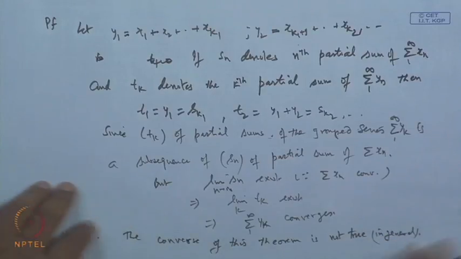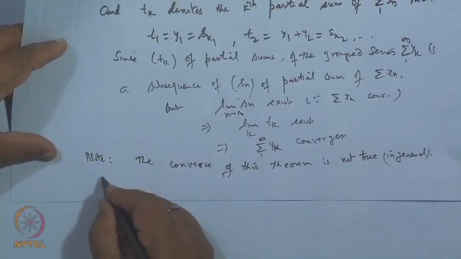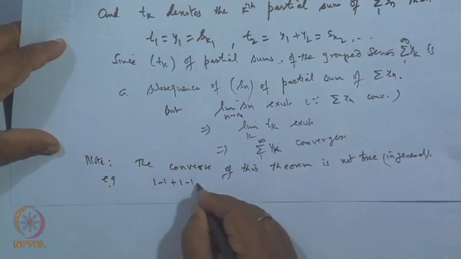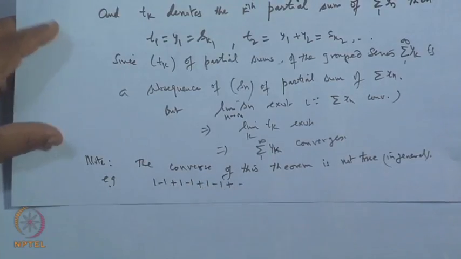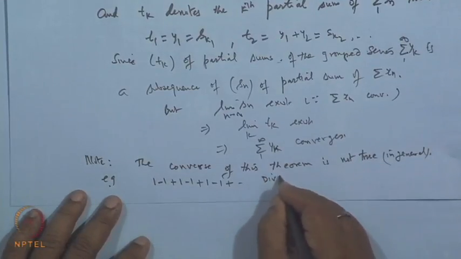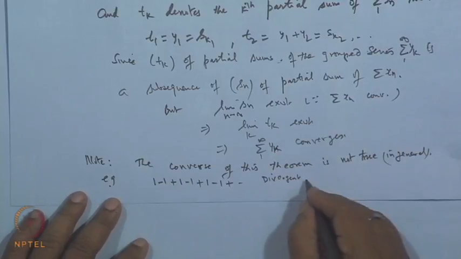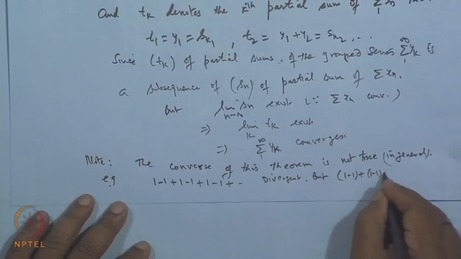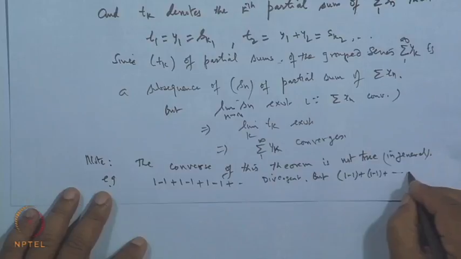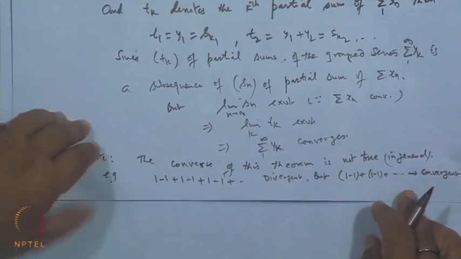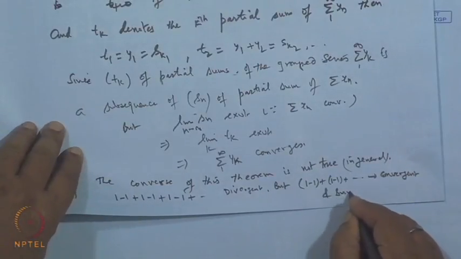Okay. For example, if we take this series 1 minus 1 plus 1 minus 1 plus 1 minus 1 and so on, this is a diverging series. But if I regroup this series as (1 minus 1) plus (1 minus 1) and so on, then it is convergent, and it converges to 0. The sum is 0.